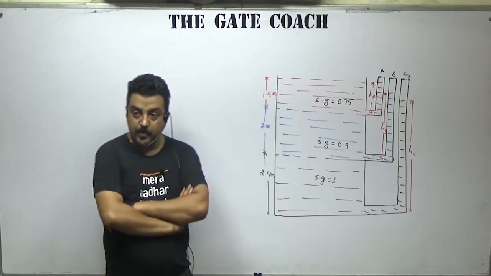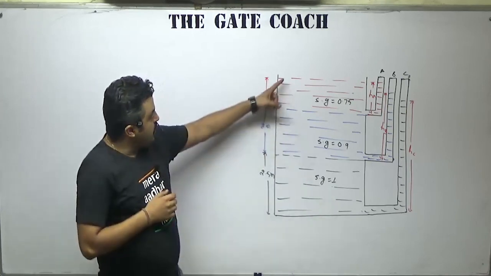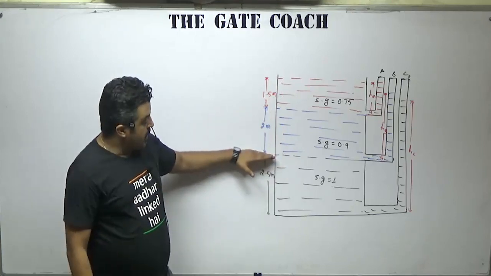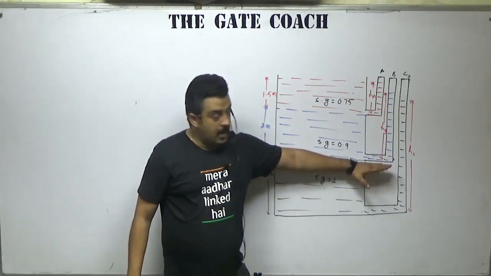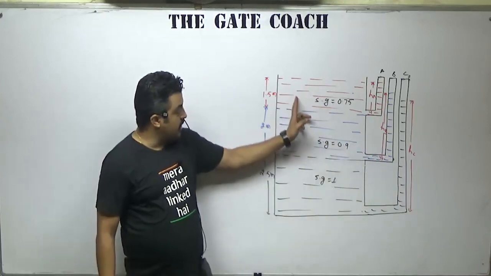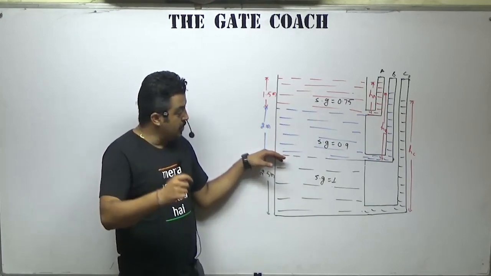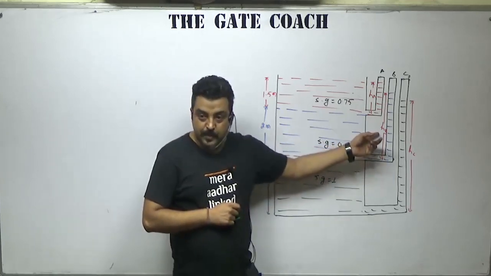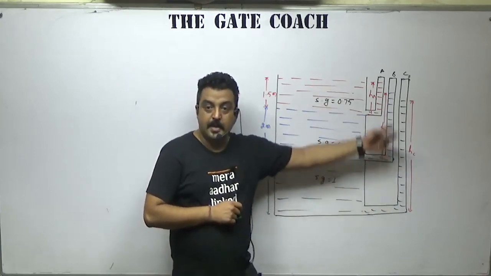So HA is 1.5. How to calculate the HB? First of all, try to calculate the pressure due to this oil and this oil at here. Obviously the pressure at this point and this point will be same. But in this tube, there is only this fluid. So first of all, calculate the pressure due to this oil and this oil or this fluid. Then equate this pressure to the rho of this fluid into G and simply HB, because the total pressure is balanced by this single fluid in this tube, we'll get the height.